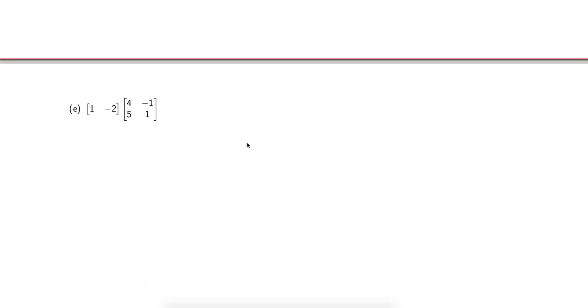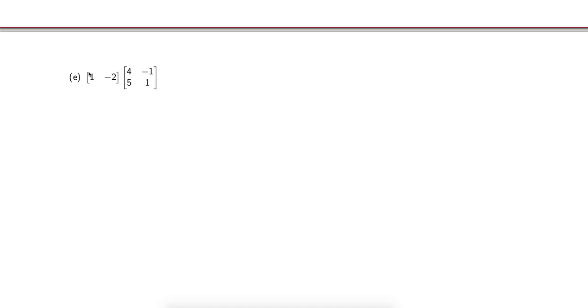All right, moving on. Part E. Here we have 1 row and 2 columns, and 2 rows, 2 columns. We can multiply these together, and when we do, we're going to get 1 row by 2 columns. So let's see. We can break this up.